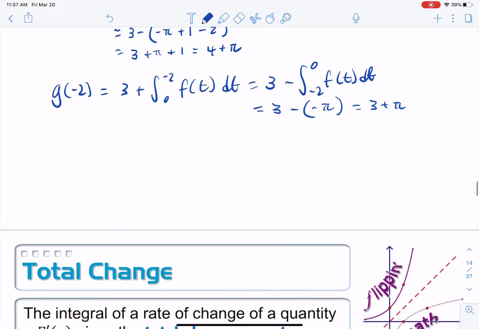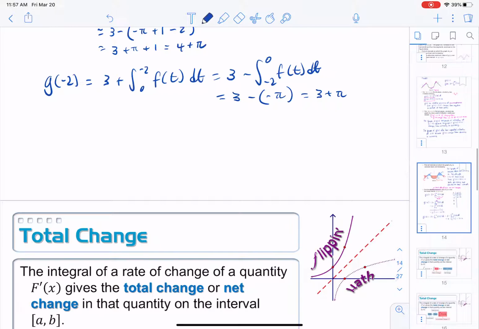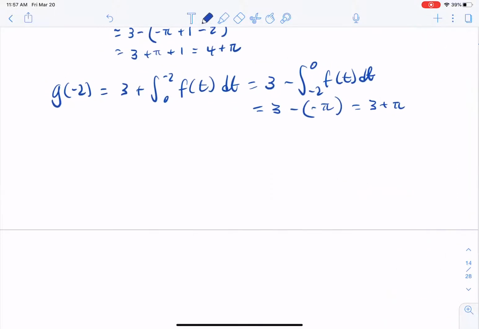And it looks like I'm about to run out of space, so I'm going to put an extra page right up in here, so I don't have to worry about it.